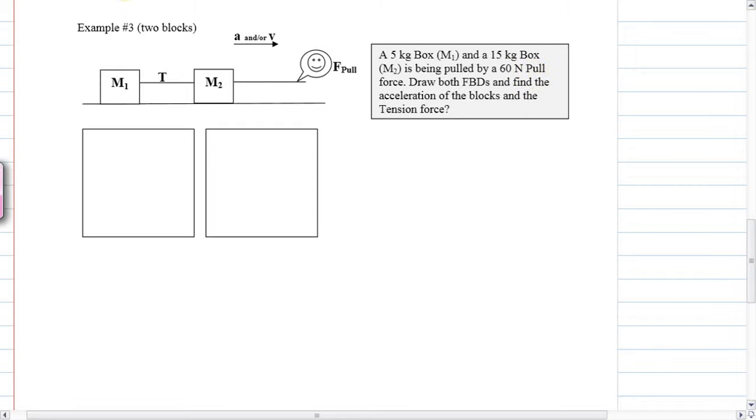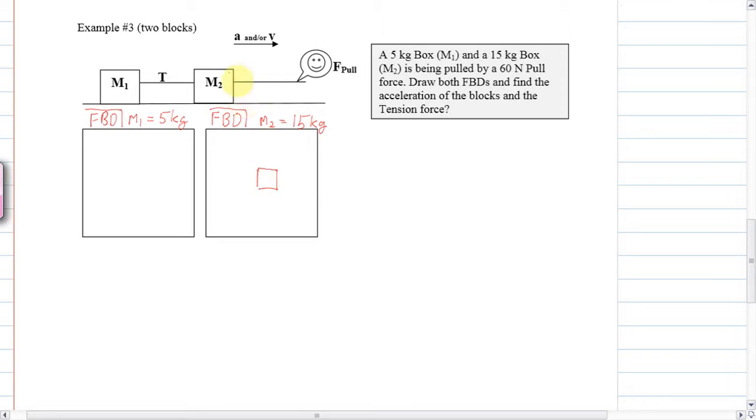Okay, so draw the free body diagrams. Let's do them in red here. This will be free body diagram for M2, FBD for M2. M2 is what? M2 is 15 kilograms. I'm going to just write that up there too, just so I don't get mixed up here. And this is going to be the free body diagram for M1. And M1 is 5 kilograms. I'm trying to be careful that I don't get the masses mixed up here. So that's the free body diagram.